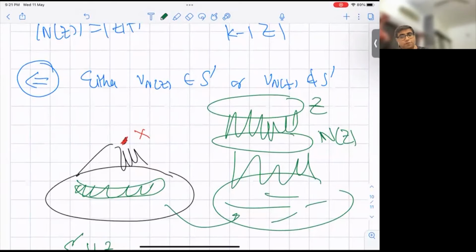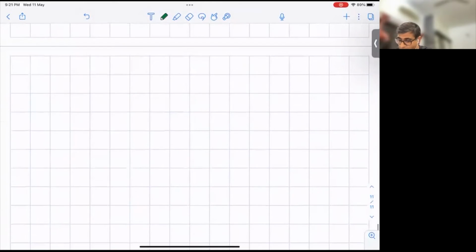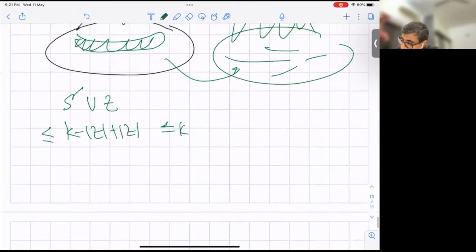And this takes care of all the edges in the original G. Or otherwise, you do pick X in your solution. Okay. If you do pick X, then also we are good. Why are we good? Let's see.